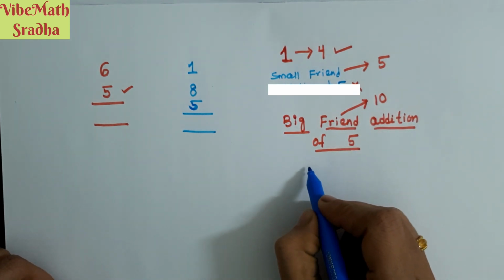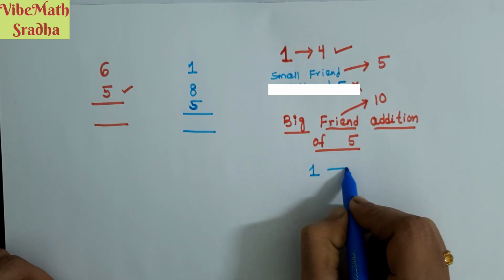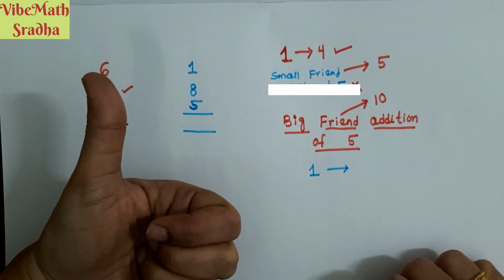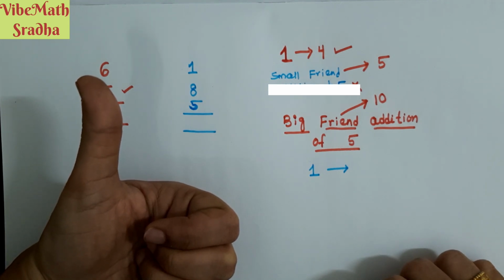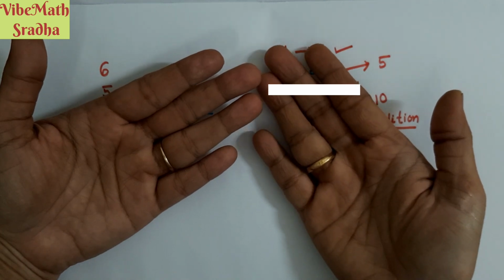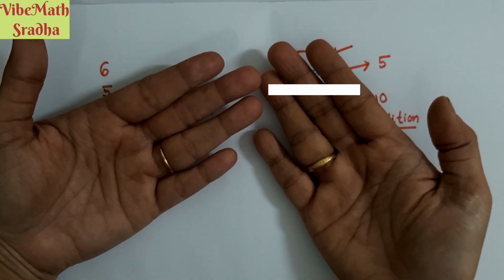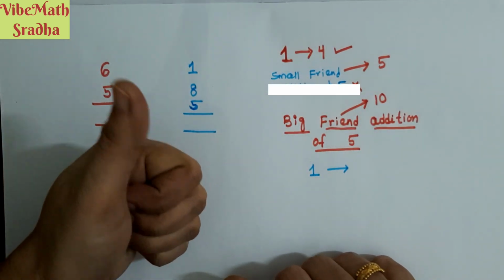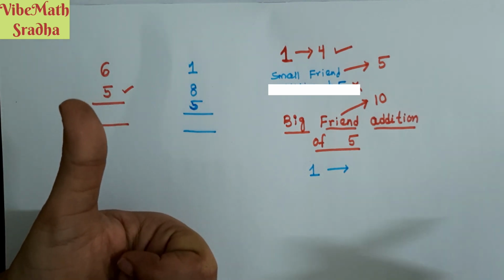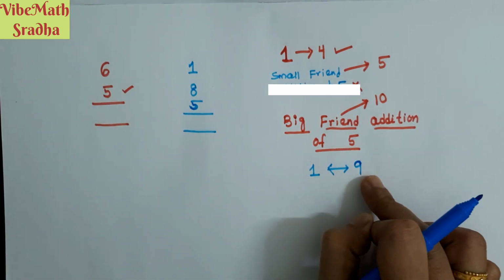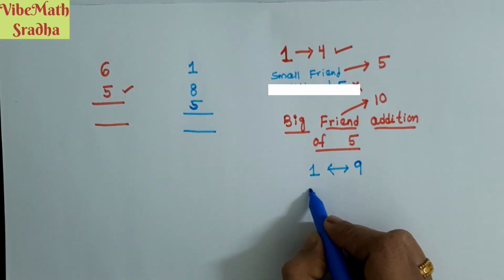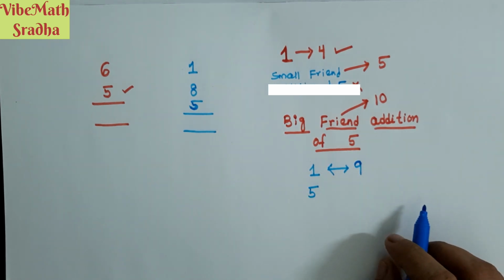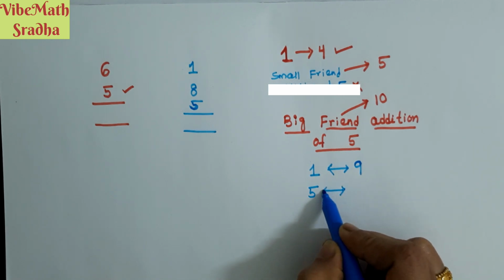If I ask you what is the big friend of 1? See, suppose we have one finger here. How many more fingers do we have to add so that we will get 10? We have to add 9 more fingers so that we will get 10. So what is the big friend of 1? That is 9. So 1 is the big friend of 9, and 9 is also the big friend of 1. Now you can say what is the big friend of 5? So 5 is the big friend of 5.